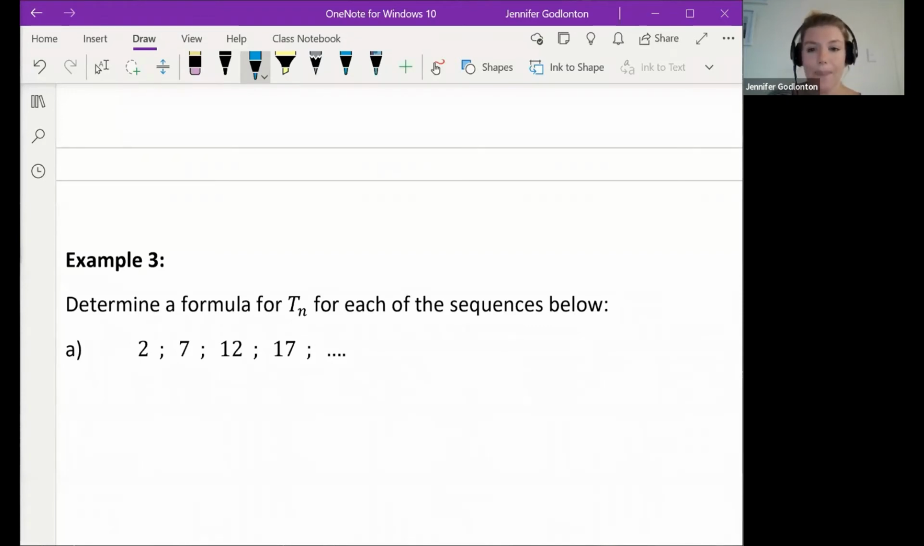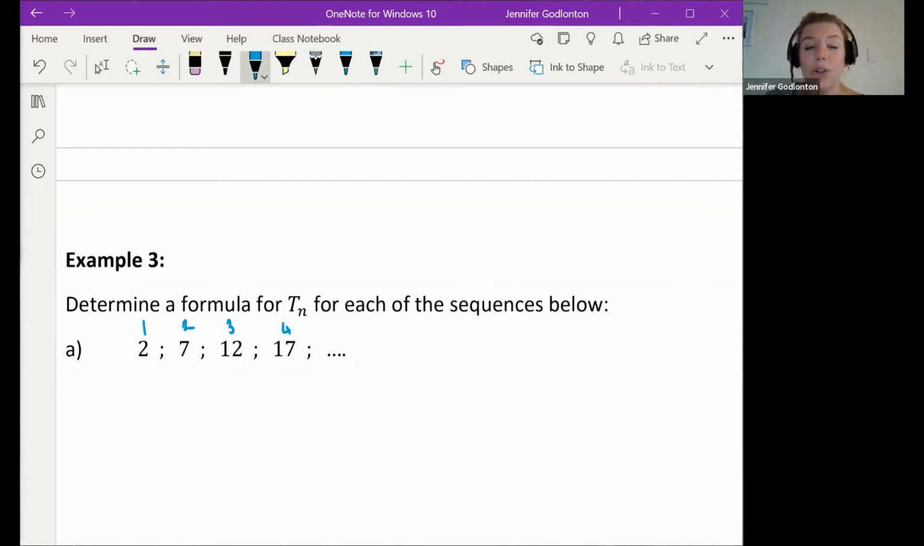Okay. So now when you're working like this, I find the easiest thing to do is to actually write the term position above it. So I would write 1, 2, 3, 4, and so on, just so that I know where everything is. Those are my term positions, and these are my outputs.